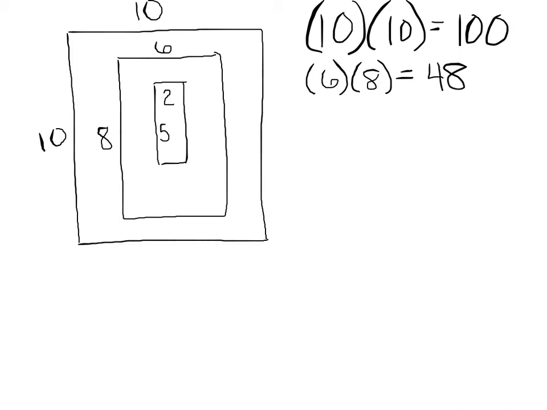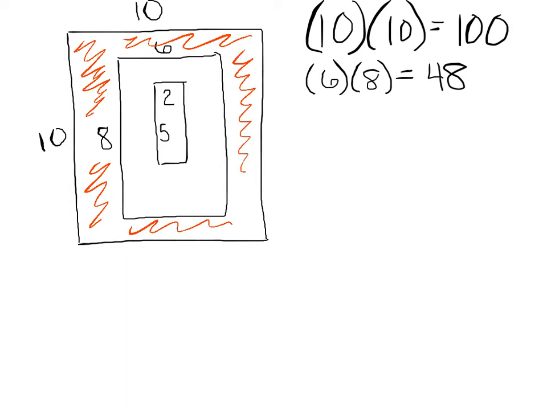But here's the thing now. If I want to find the area of what's in here, this goes back to that area of a shaded region that you talked about way back in geometry. Well, I'd actually have to take the 100, subtract 48, and get 52. That's the area that I highlighted in red.